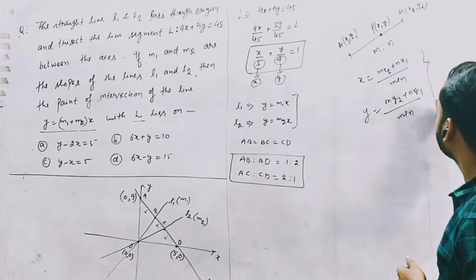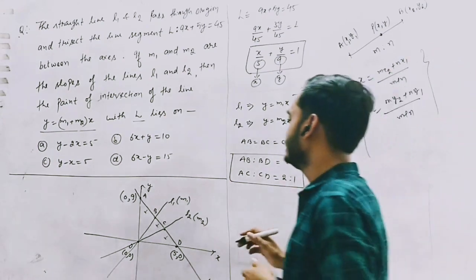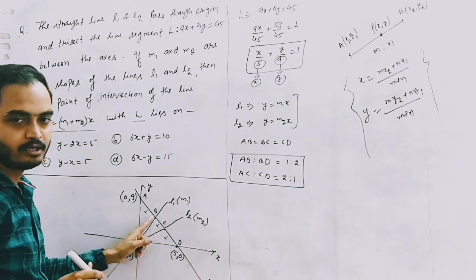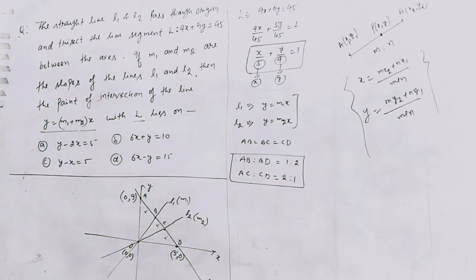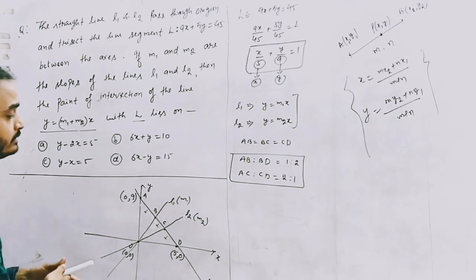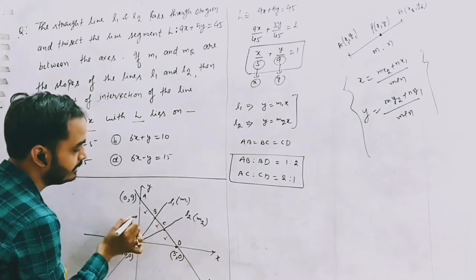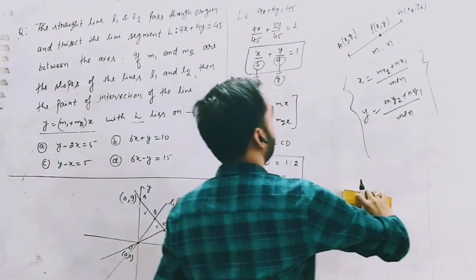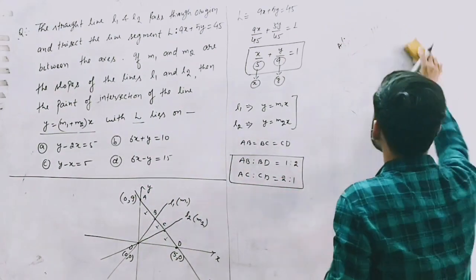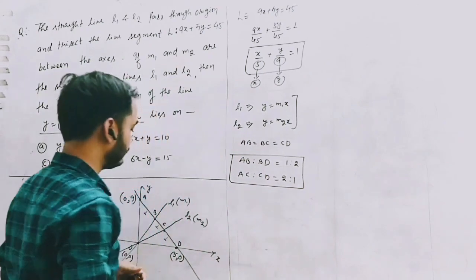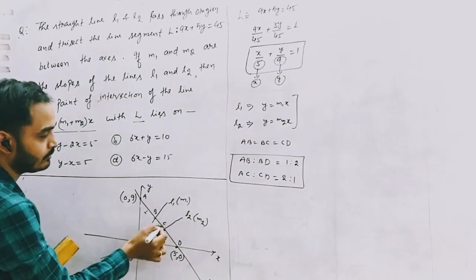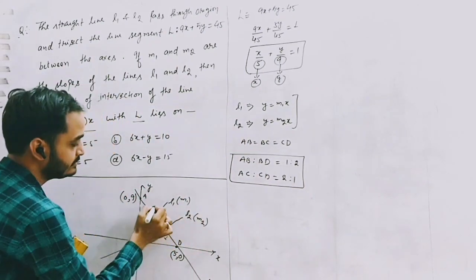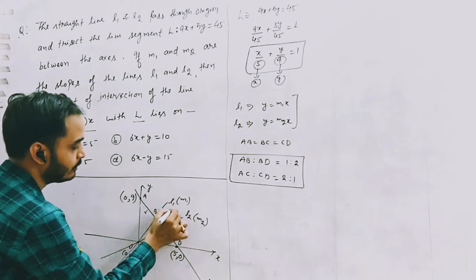So this section formula we have to use here to find the coordinate of point B and coordinate of point C, because the ratio of AB to BD and AC to CD we have already calculated. So now let's use this section formula and find the coordinate of point B and coordinate of C. So let's take the coordinate of point B as alpha comma beta.